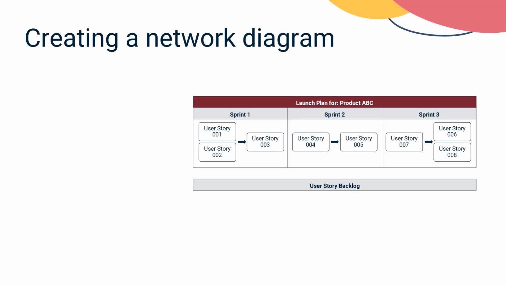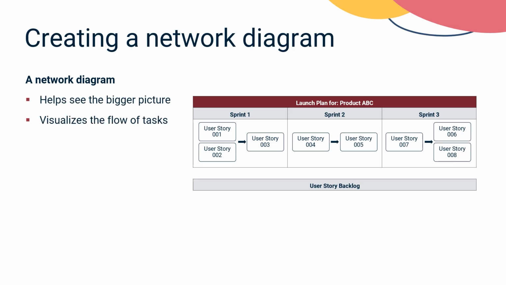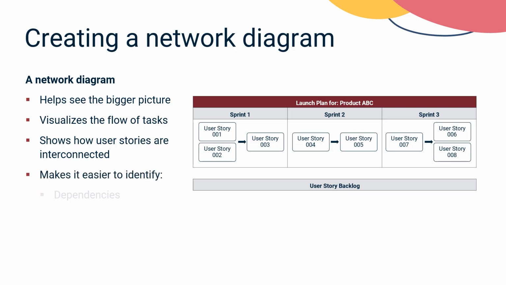The second step is creating a visual network diagram. While the spreadsheet gives us the details, the diagram helps us see the bigger picture. It visualizes the flow of tasks, showing how user stories are interconnected. This makes identifying dependencies, critical paths, and potential bottlenecks easier.